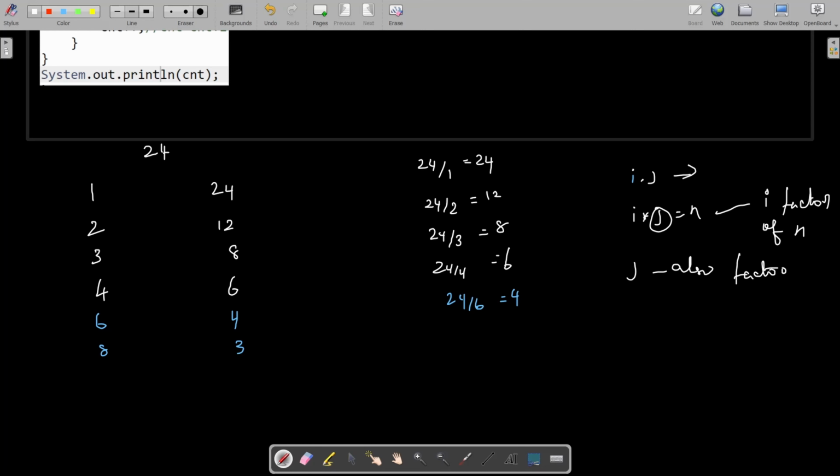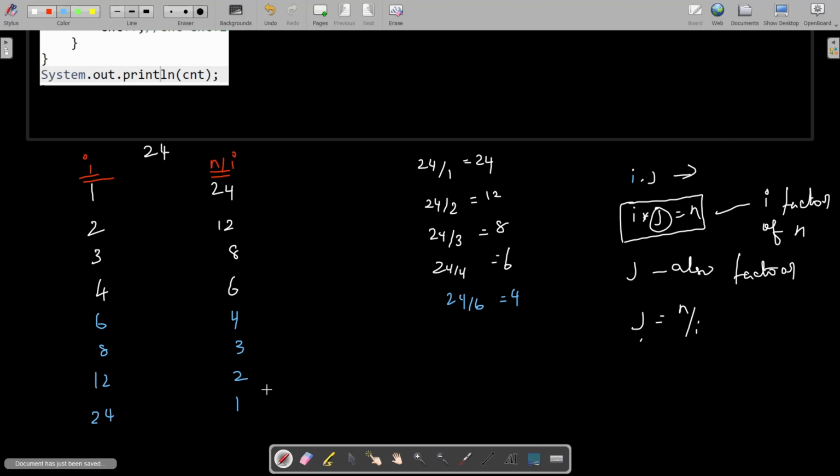Then how can we find out this j? According to this expression, j is on the left-hand side, so j is nothing but n by i. So see, this is your i, this is your n by i, right? So let's continue. If you take 12, 12 is i, 12 is a factor, and n by i, 2, is also a factor. If you take 24 as i, then n by i, 1, is also a factor. So do you observe something? Absolutely you can observe. What is that observation?